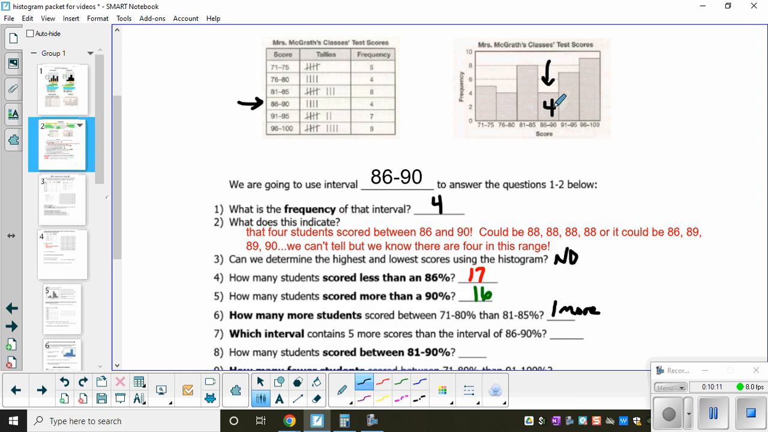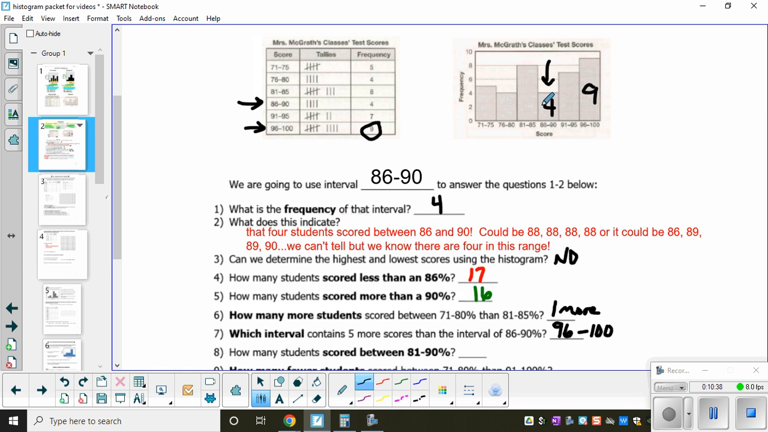So 5 plus 4 is 9. So we want the category that has 9, which is right here. This category has 9 students in it, which is 5 more than this. So it's the 96 to 100 interval. That interval contains 5 more scores. There's 5 more students who scored in that range than who scored in this range.